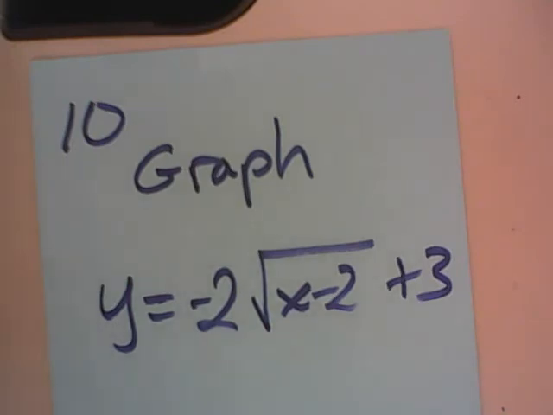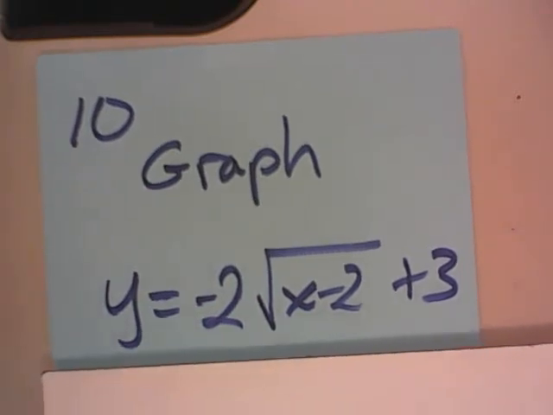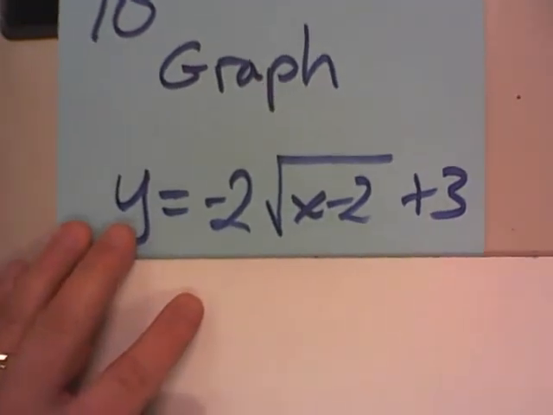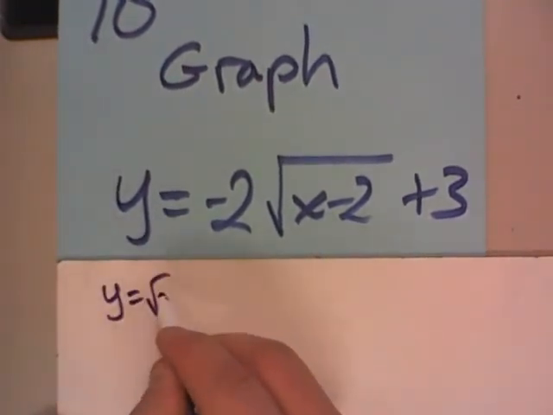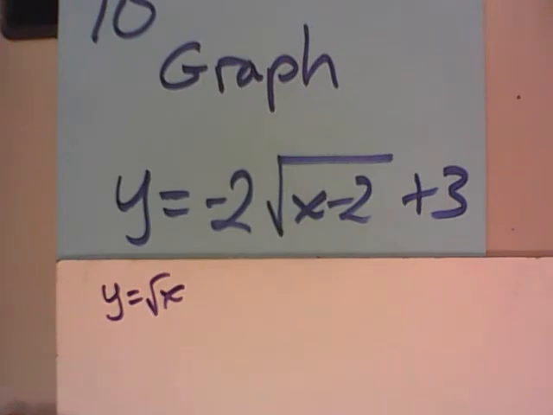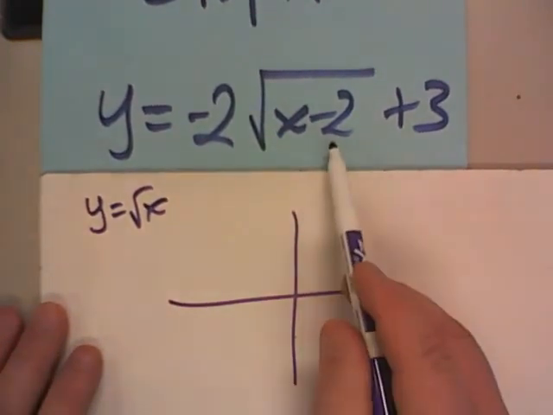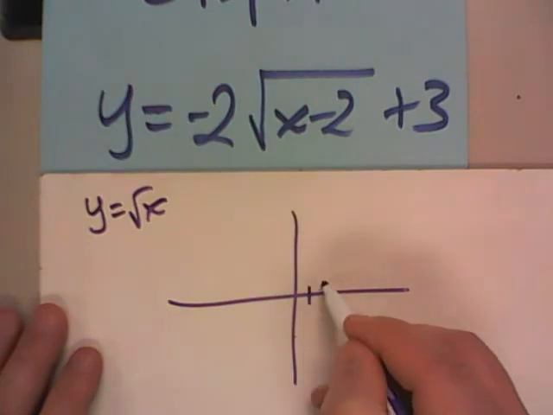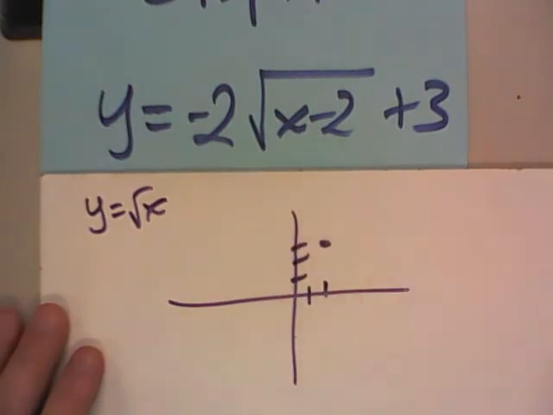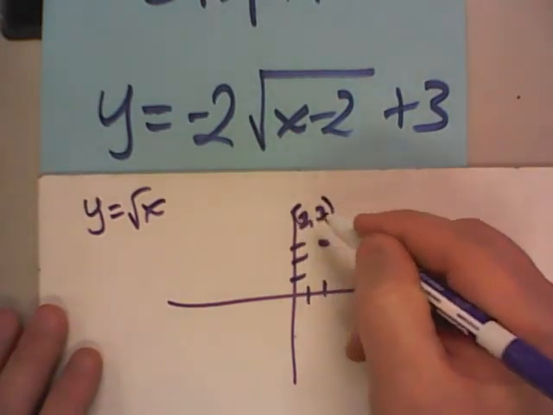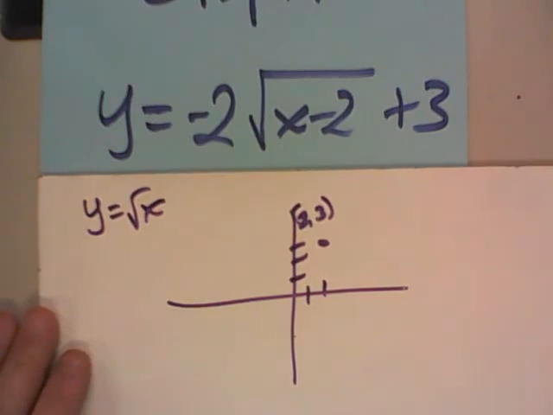Let's take a look at number 10. We're graphing radicals this time. So when we graph this one, we are going to start with our idea that we have y equals the square root of x. We know that's half of a sideways parabola. The only thing is, this one starts at 0, 0, and what we have here is not going to start at 0, 0. It's going to be shifted 2 units to the right and 3 units up. So it's going to start at the point 2, 3.